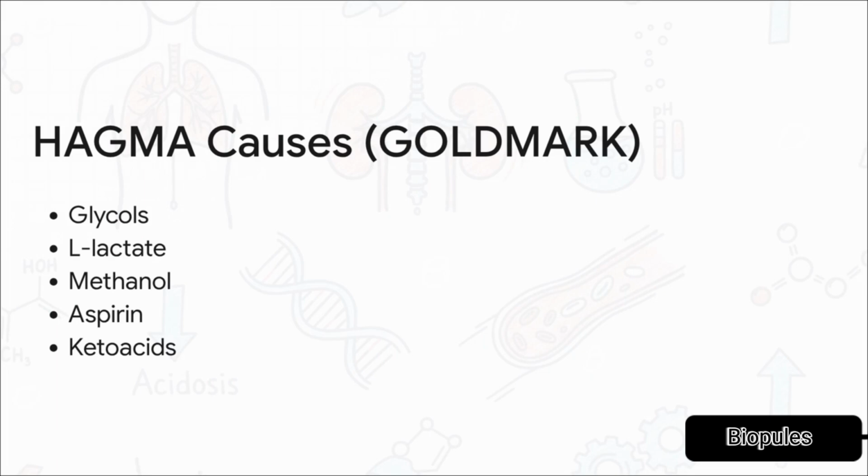So, what causes a high gap? Whether you're a fan of the GOLDMARK mnemonic or MUDPILES, these are the actual unmeasured acids driving up that number. We're talking lactic acid in septic shock or keto acids in diabetic ketoacidosis. Every single one of these sneaks a positively charged acidic molecule into the bloodstream, which forces the bicarb down and blows that anion gap wide open.